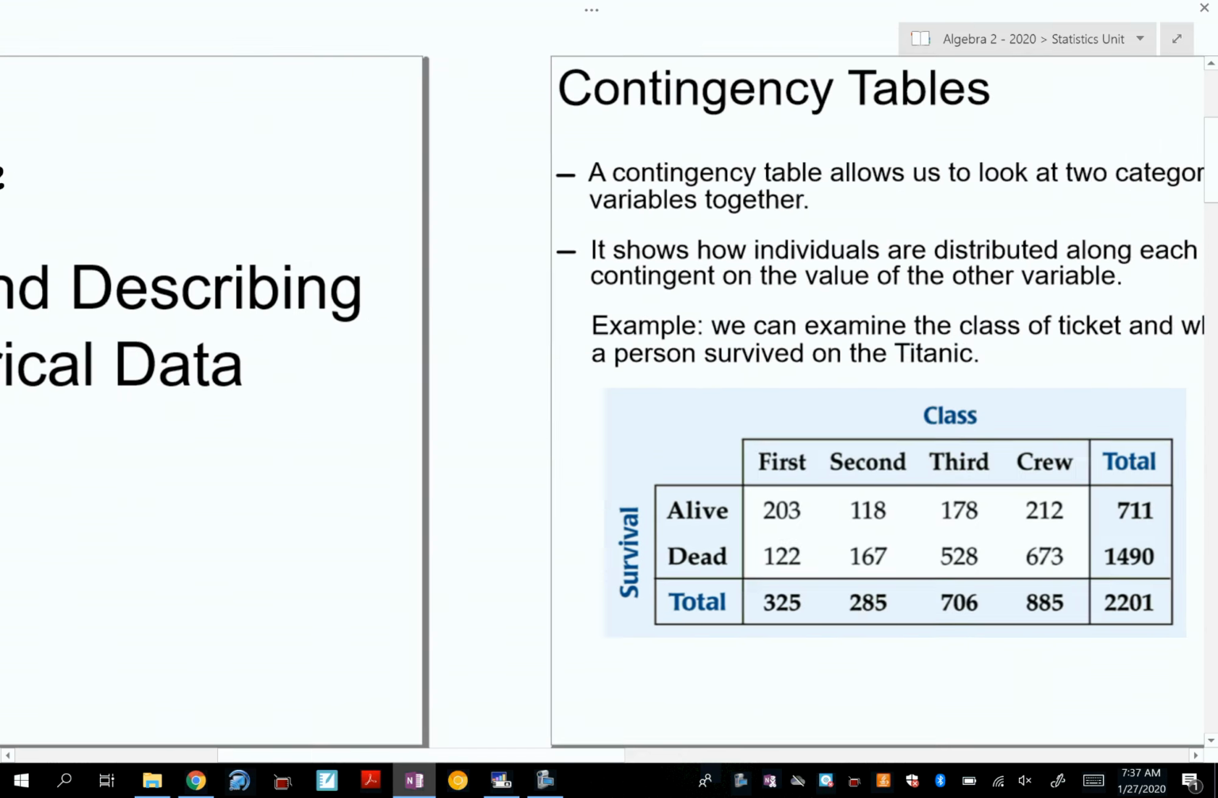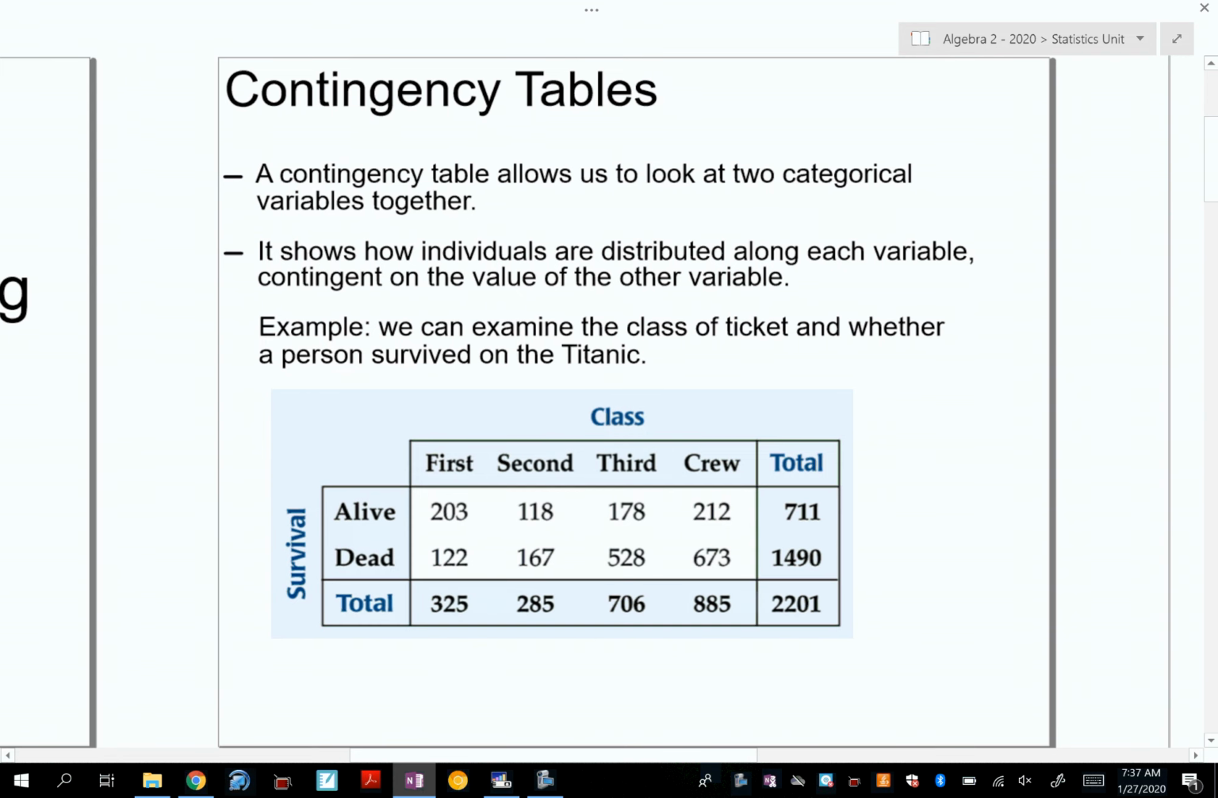So the way that you need to be comfortable with this for the SAT is understanding these tables. These are called two-way tables. The reason they're called two-way tables is because you have two categorical variables. The table I've given you here, just as an example, is real data from the Titanic. I think you're all familiar with the ship, the Titanic, that sank over 100 years ago. I think it was 1919.